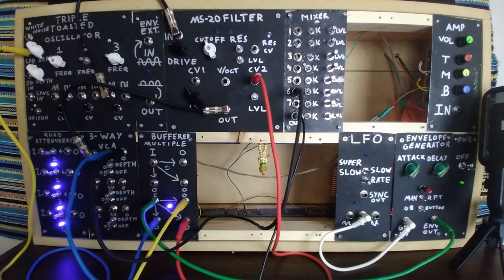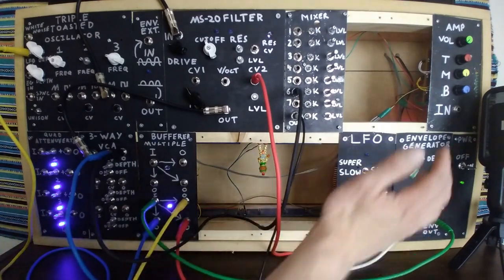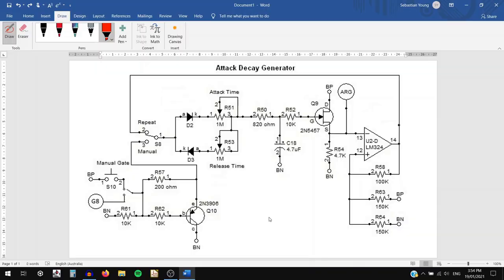Alright, so I think you got an idea of how the envelope generator works now. Alright, so let's jump into taking a look at the circuit behind the panel. Let's first take a look at the bottom left hand side down here, where we create our manual gates for the generator. We can also assume that the mode switch up here is set to manual instead of repeat.